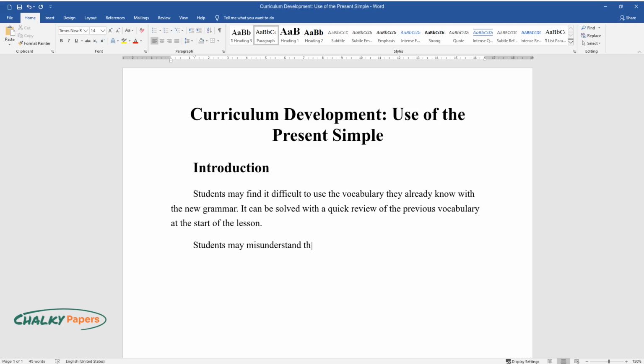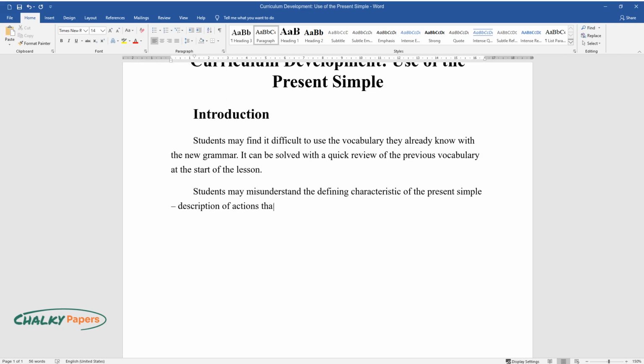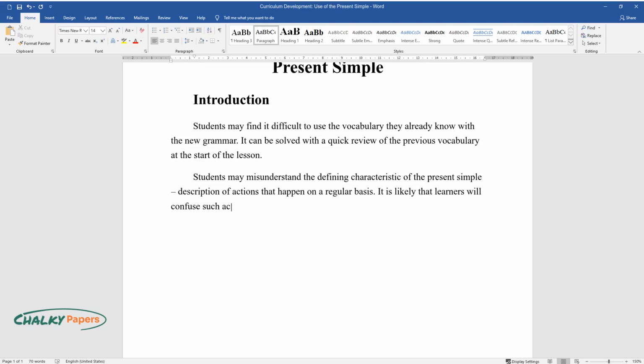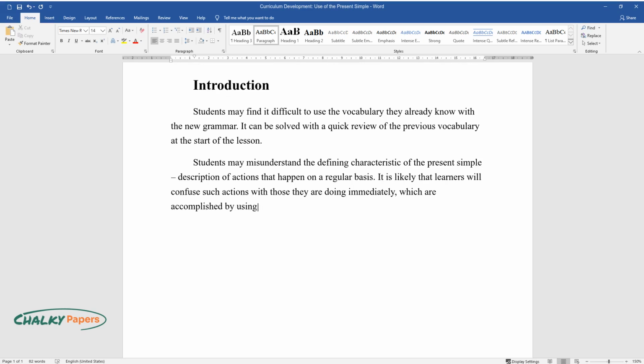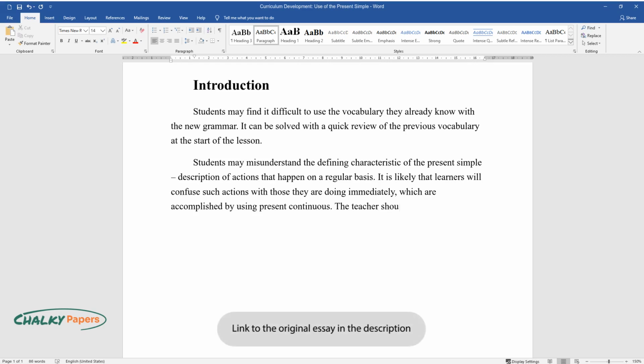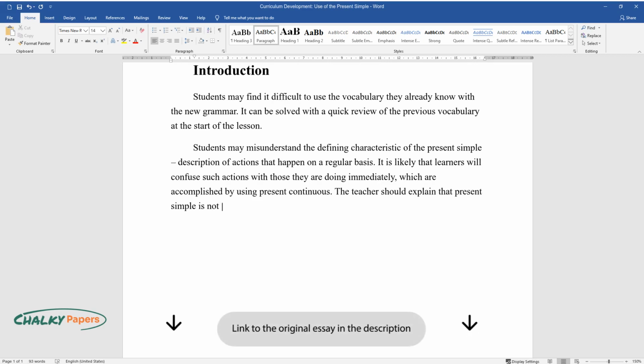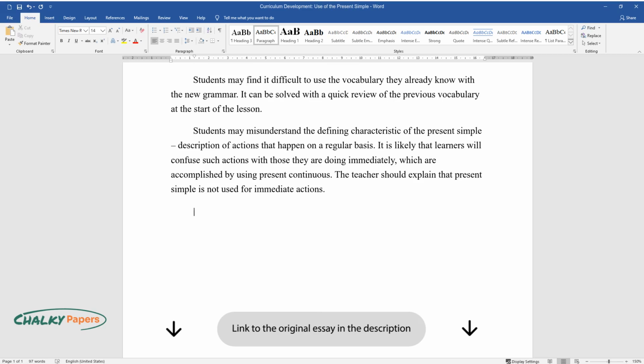Students may misunderstand the defining characteristic of the present simple, description of actions that happen on a regular basis. It is likely that learners will confuse such actions with those they are doing immediately, which are accomplished by using present continuous. The teacher should explain that present simple is not used for immediate actions.